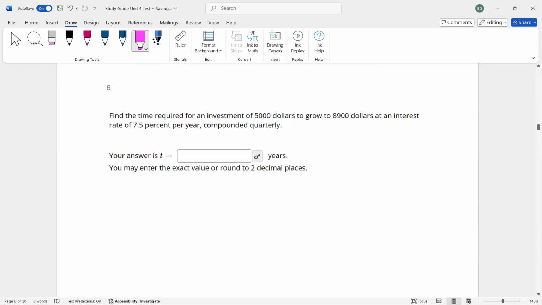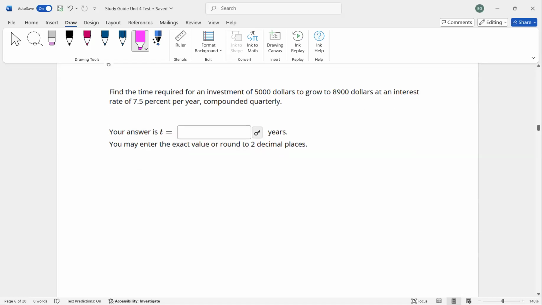Number 6: find the time required for an investment of $5,000 to grow to $8,900 at an interest rate of 7.5% per year, compounded quarterly. This is actually a Foundation 2 problem. We learned compound interest in Foundation 2. If you email me to request information about compound interest, I have good material. I can email you that.